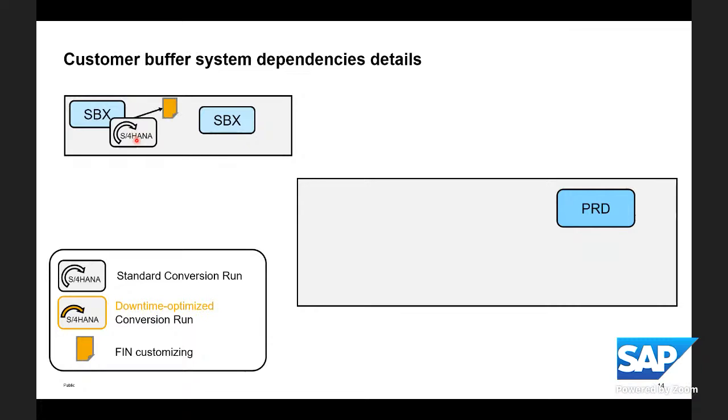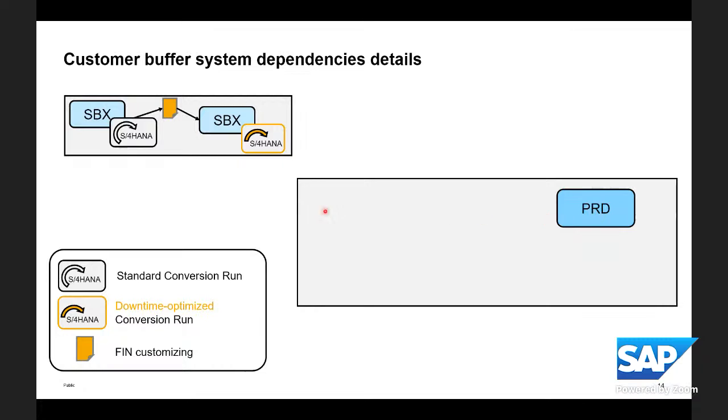And once you have done this, you have this fin customizing transport request that is created after the software update manager, reflecting those fin customizing entries for the S/4HANA data model. With this, then you can run this downtime optimized conversion on the sandbox. So you see this box in yellow or orange is a downtime conversion run that requires this fin customizing. This fin customizing request is, of course, also required for the downtime optimized conversion of the productive system.